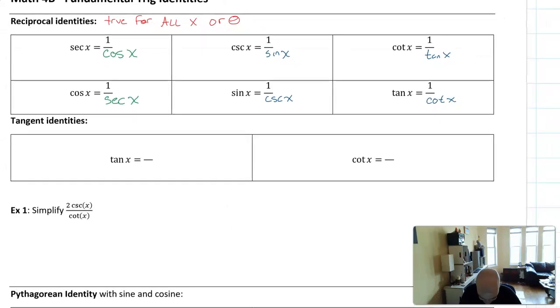And another identity is about tangent. We know that tangent is 1 over cotangent, but sometimes it's actually more useful to think about tangent as sine of x divided by cosine of x. Now let's hold on for a second. Why would that be true?